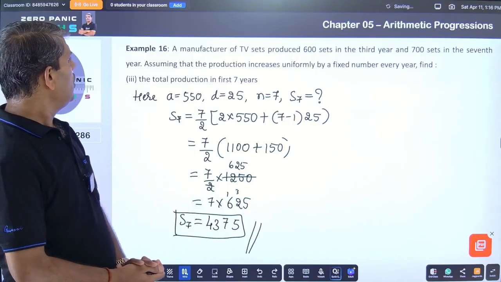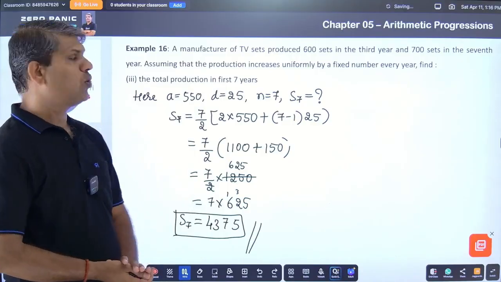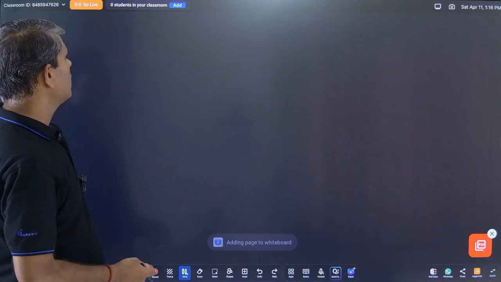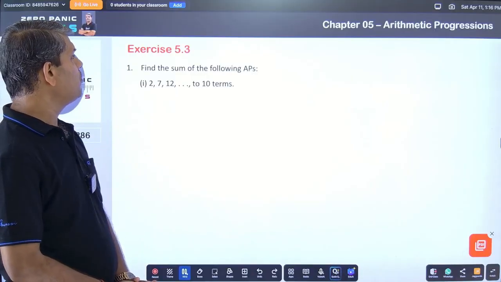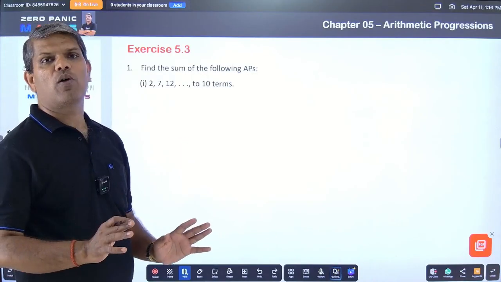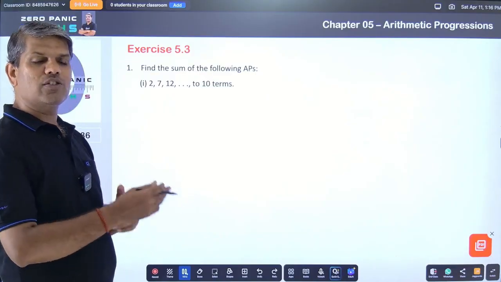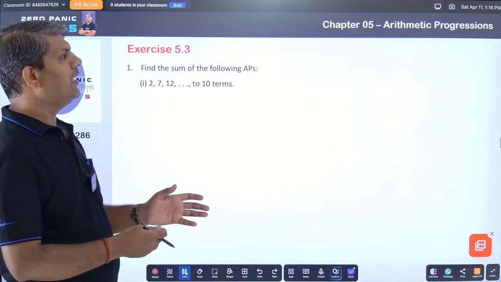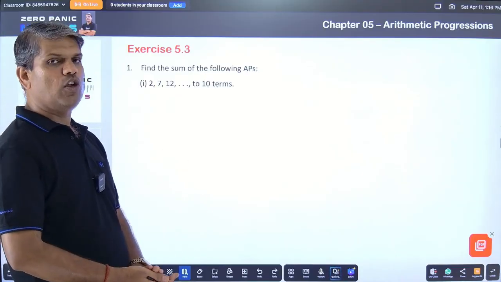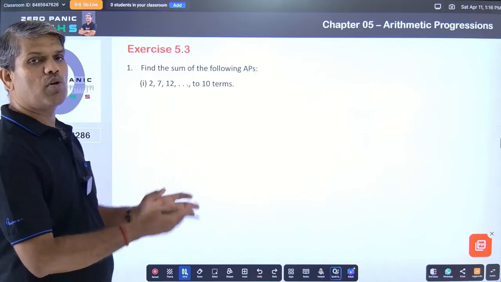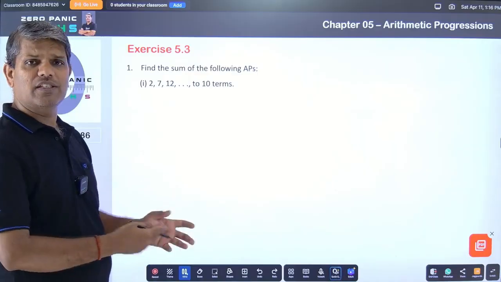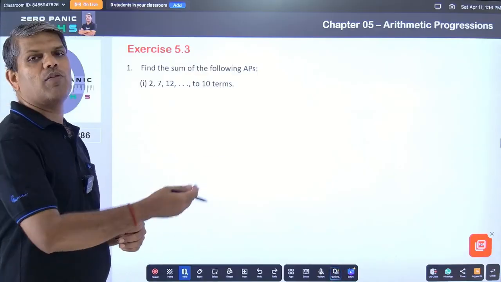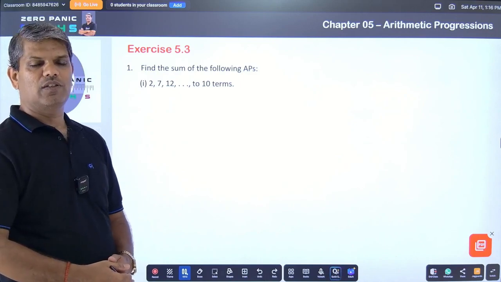Let us stop our discussion here. In the next session we will see the problems based on exercise 5.3. These are also problems based on the sum formula and the nth term formula. We will see different problems based on whatever we have discussed in today's session. The same kind of problems we will see in the next session as well. Okay, thank you.